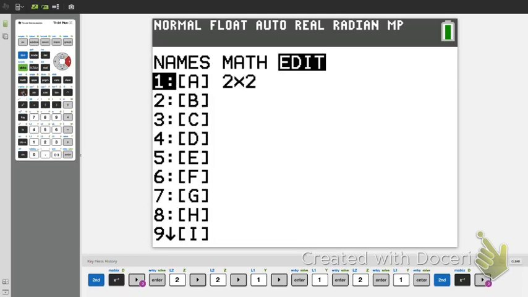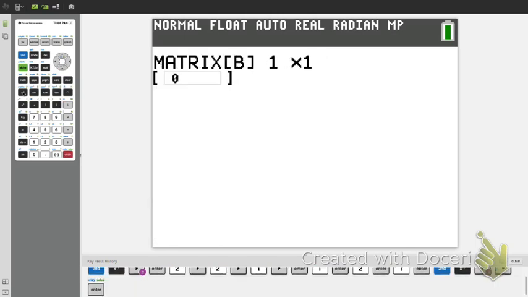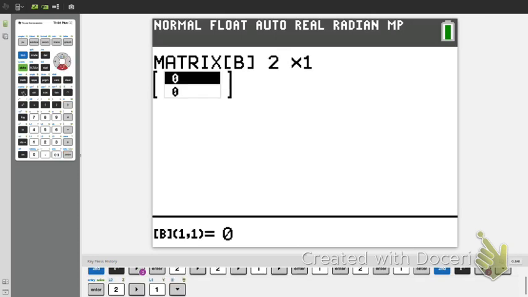This time we want to use B. Now, for B, these are just the answers. You're going to call this a 2 by 1. All you're going to do here is enter the 2 answers on the right side of the equal sign. So for number 9, that's 7 and 5.